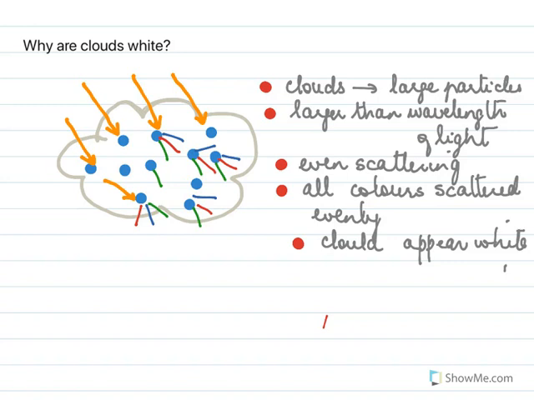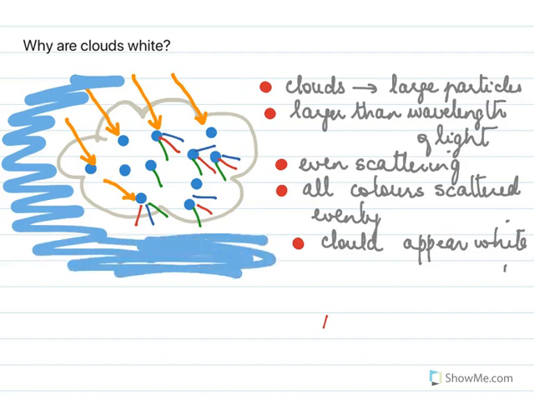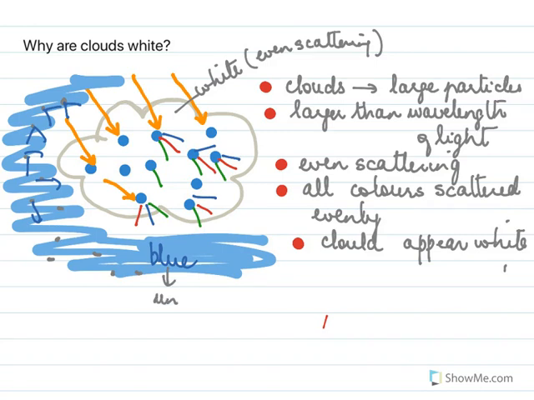But however, the sky around appears all blue in color, and that's because in the sky, in the atmosphere, we have these small particles. Smaller particles, and these smaller particles carry out uneven scattering. They scatter the blue light more than the red light, and hence the sky appears blue while the clouds appear white. Here there is even scattering, all colors scattered, and here there is uneven scattering.